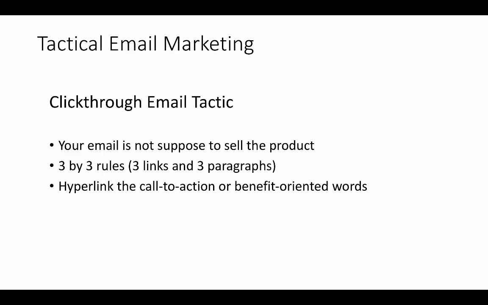Benefit oriented words. Let's say in your email copy you say something like, this is how you can get free traffic from Google. So what I'll do is hyperlink the phrase free traffic from Google. So in summary, you want to hyperlink the text in your email copy, and it goes back to the 3 by 3 rule, which means that you should only have 3 links there. I mean, you can have more, but if you have more, you've got to make sure that you know what you're doing. Otherwise, you will go too crazy about it.